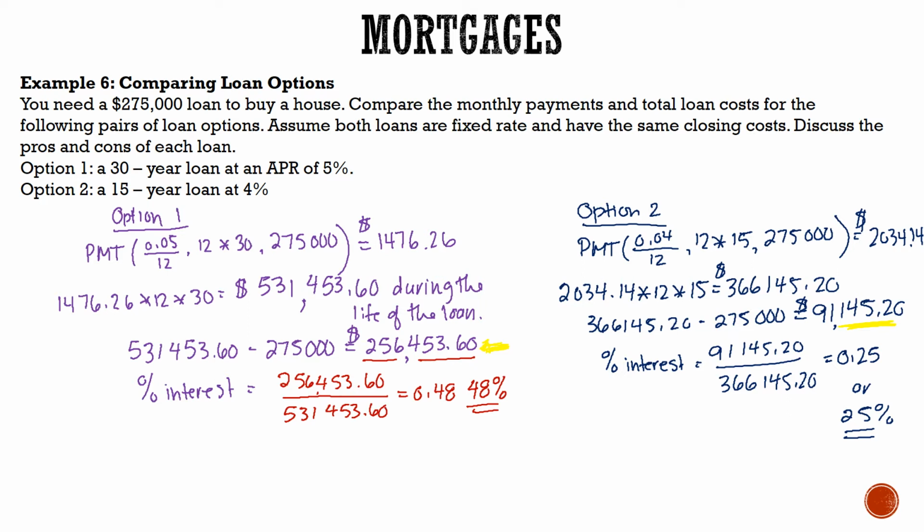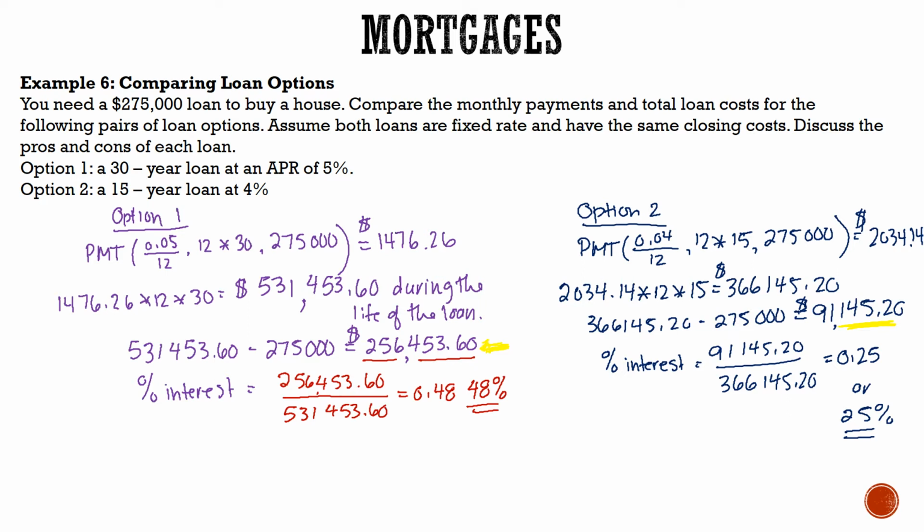When we take the 30-year option, we're going to end up shelling out in our total 48% of our payment is going to go towards interest, whereas with the 15-year loan, only 25% of our payments are going to go towards interest. So clearly, if you can afford it, a 15-year mortgage is going to come out with a lot better value for you in the long run. So you will definitely save a lot of money in interest payments.